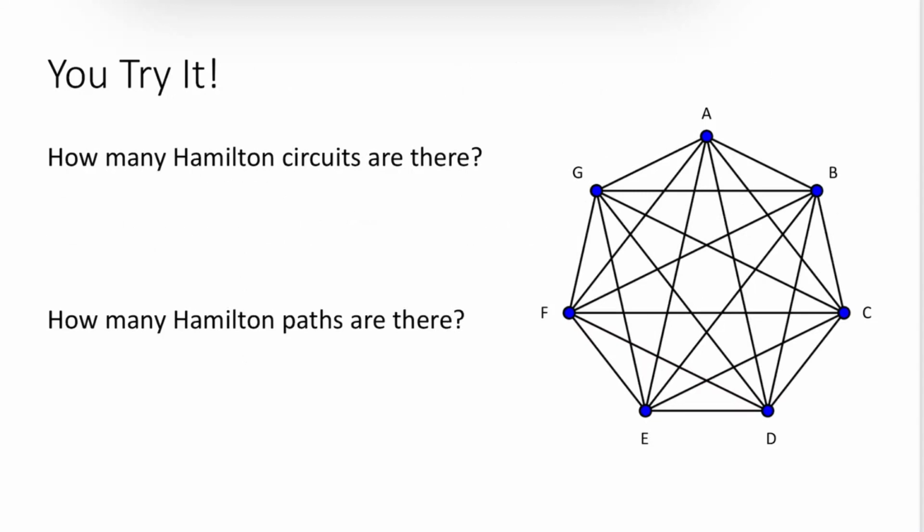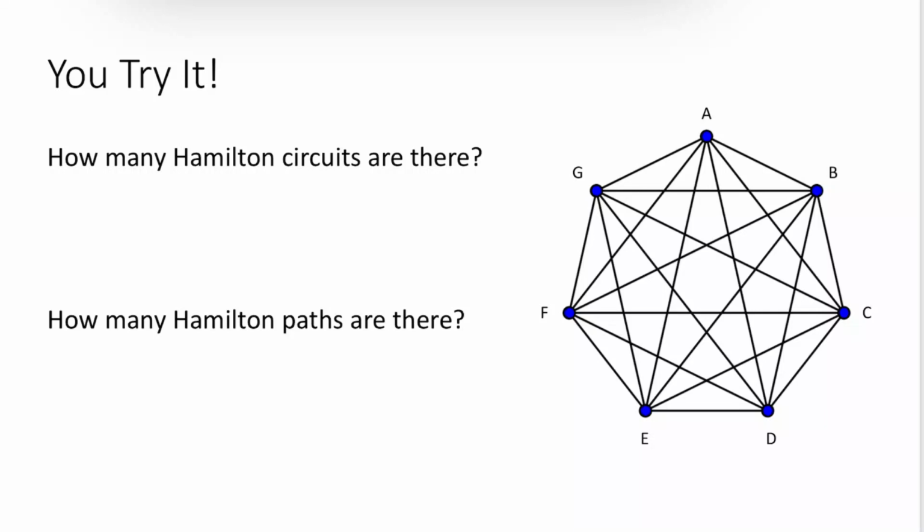So why don't you guys go ahead and try this? Use this method that we talked about to find the number of Hamiltonian circuits in this graph, as well as the number of Hamiltonian paths. So why don't you guys pause the video and try this example on your own, and then restart the video to see how I solved it.